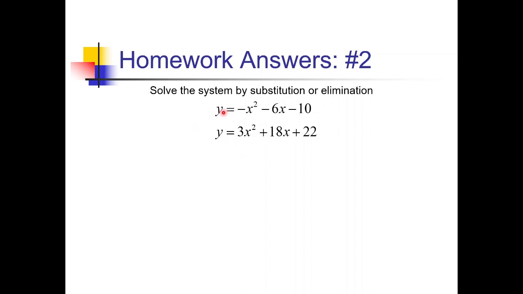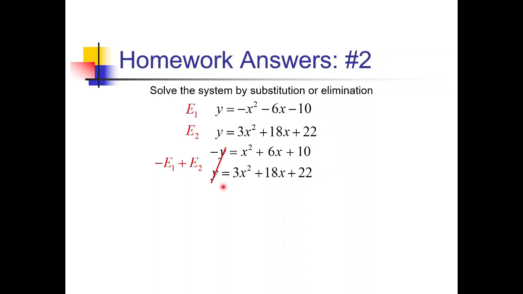So let me label each of these, E1 and E2. And I'm going to multiply the first equation by negative 1 and then add that to the second equation. So this will be a negative y equals positive x squared plus 6x plus 10. And the second equation I'll just rewrite as is. So adding those together, those y's cancel. That leaves me with 0 actually on the left side. And then we have 4x squared plus 6 and 18 gives me 24x, plus 10 and 22 gives me 32.